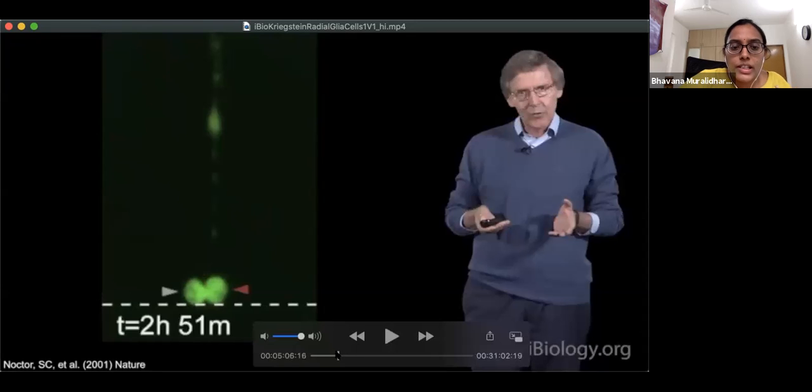So did you just see that it undergoes a vertical division, right? These apical radial glia?